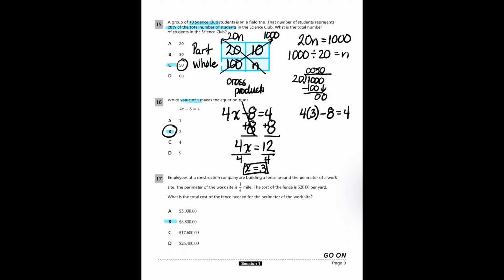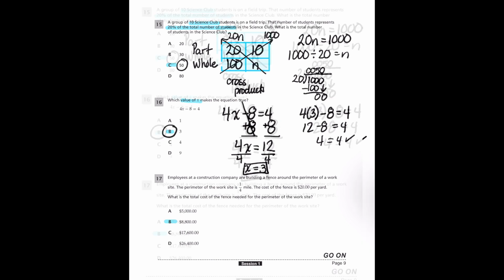4 times 3 is 12. And 12 minus 8 is 4. Yep, 4 is equal to 4. So that is true.